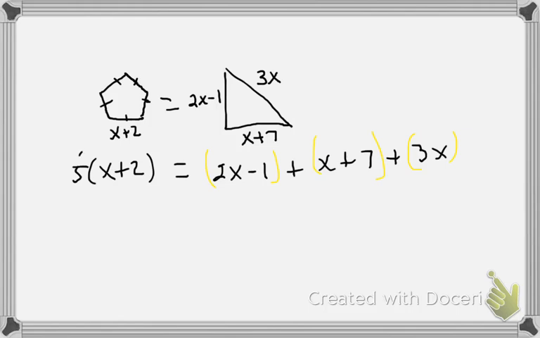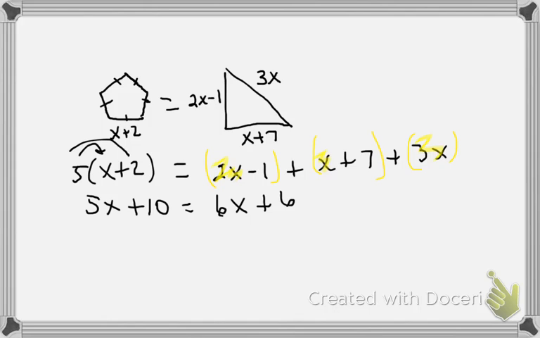Alright, so I'm just going to distribute 5 to x and get 5x, and 5 times 2 and get 10. Now on the other side I'm not distributing anything, I'm just going to combine like terms. So I'm going to combine 2x with 3x. Since they're all pluses, I just add them up. So 2x plus x is 3x, and then 3x plus 3x is 6x. The numbers, I have a minus 1 and a plus 7, so that's a plus 6.